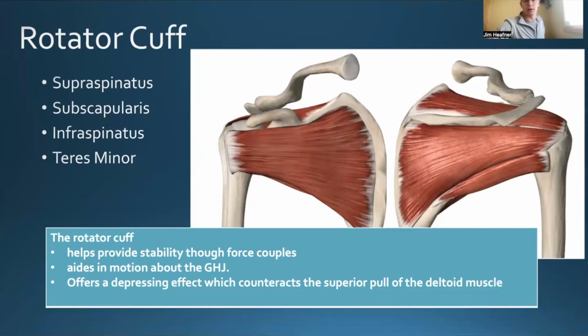One of the most common things that we see with a full thickness rotator cuff tear is that shrug of the shoulder as someone raises their arm up. There's not that depressing effect of the rotator cuff. So what we'll see is the whole shoulder rise up because of the superior pull of the deltoid, with the assistance of the levator and the upper trap. So the rotator cuff, in addition to providing stability at the shoulder and aiding in the motion of the glenohumeral joint, allows for this depressing effect, counteracting the superior pull of the deltoid muscle.